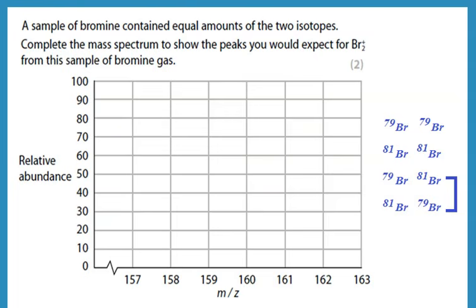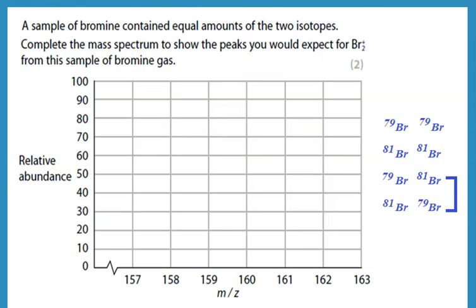Now, if I have 2 types of isotopes, that means I have different choices. Either both bromines have a mass of 79, or both bromines have a mass of 81, or one of the bromines has 79 and the other has 81. In that case, it could be the first one that has a mass of 79 or the second one that has a mass of 79. So actually I have 4 choices.